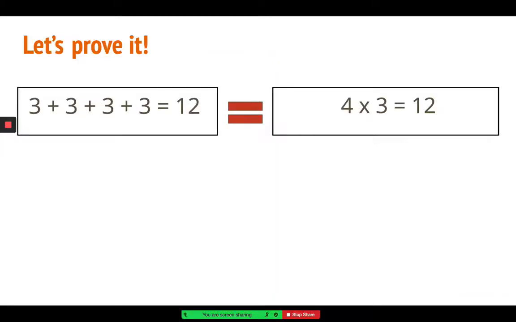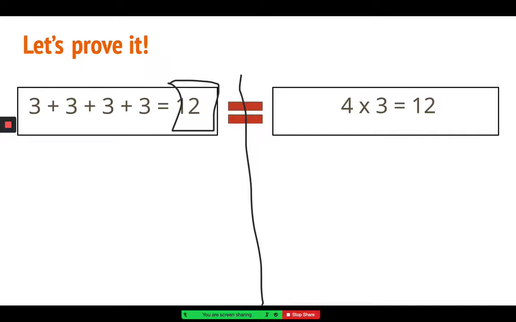Now let's also prove it. So let's look. We have 3 plus 3 plus 3 plus 3 equals 12. And this is saying that another way to get the same total as 12, you could also do 4 times 3. So let's prove how that's true. On this side of the page, I'm going to draw an equal groups model.